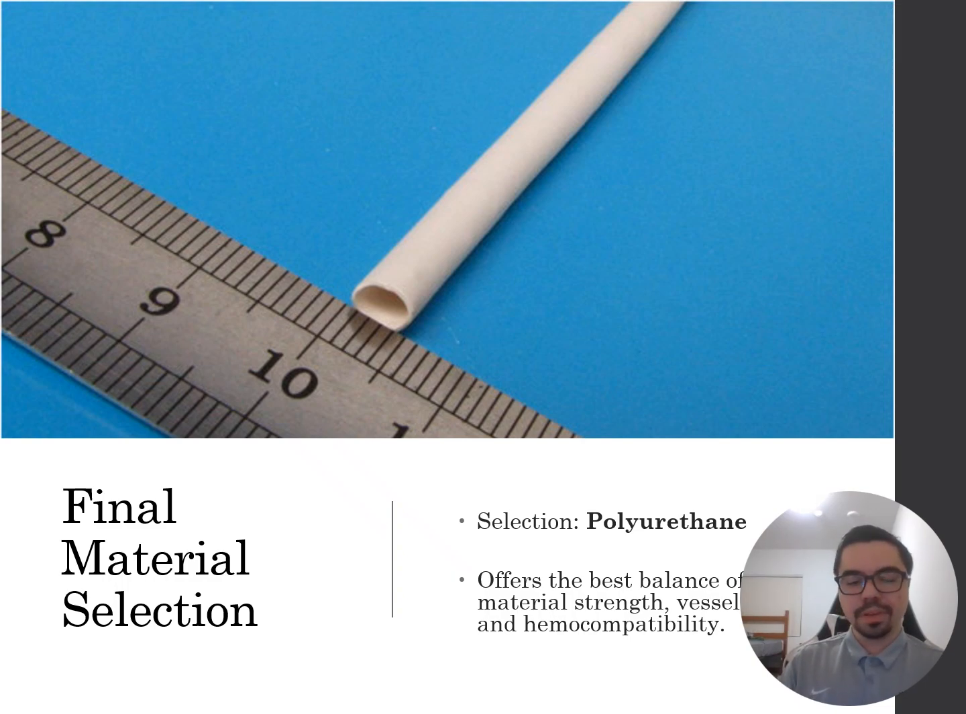And between the two, polyurethane sticks out. It's already the in-between in terms of material properties, so it has better material properties than the silicon elastomer. It's the best balance of material strength, vessel sustainability, and most importantly, hemocompatibility, which is essentially that material's capability to protect against things like blood clots and thrombosis. So that really helps with the long-term sustainability of the vessel.